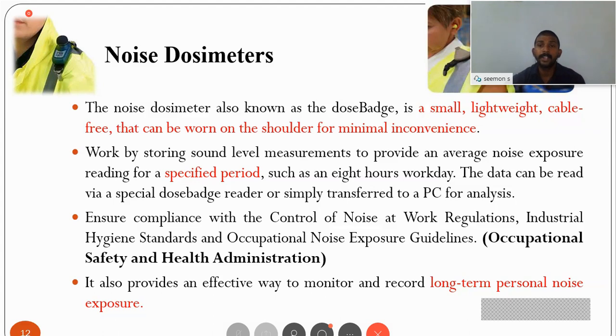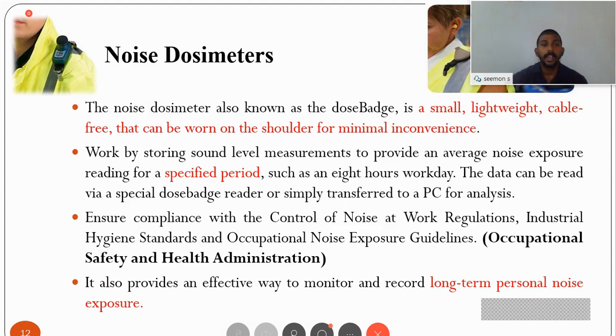If a man is going for work for 8 hours, the noise dosimeter is just worn on the shoulder, the man will continue his work, and after completion of work, the data can be collected. Here you can see the DOS badge reader can be used to analyze or collect the data. In another way, it can be directly connected to the PC. The data can be transferred and further processed, and we can study at what frequency it happened.